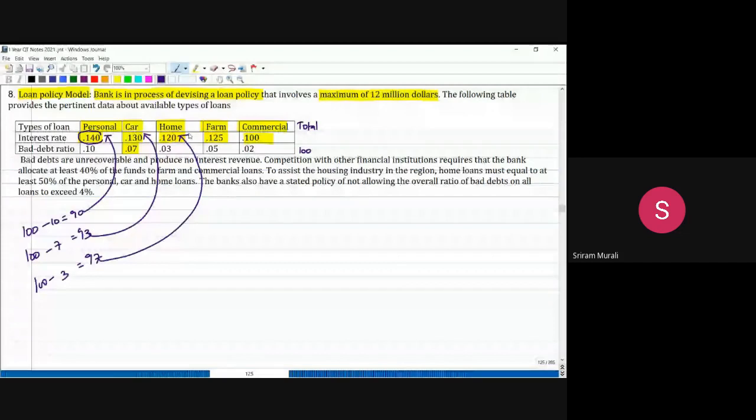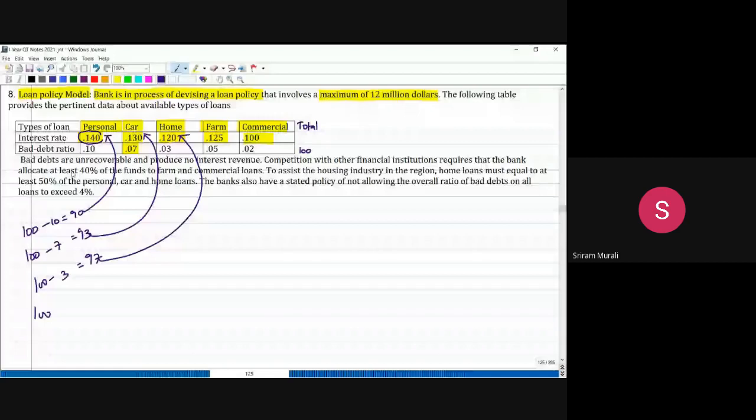Bad debt means it is not recovered. So where do you take this bad debt, the amount which is not recovered? Only from your profit. Am I right? These are the amounts which I deducted from my interest. For example, if I give 100 rupees, I got only 90% of 0.14, 93% of 0.13. So the remaining amount, the bad debts, should be taken only from my profit.